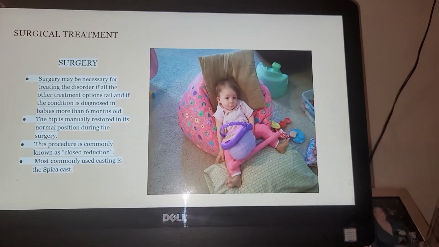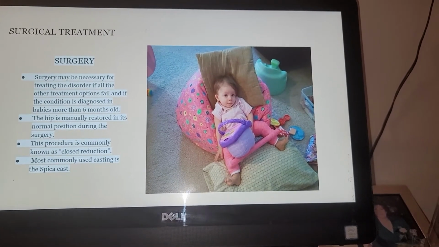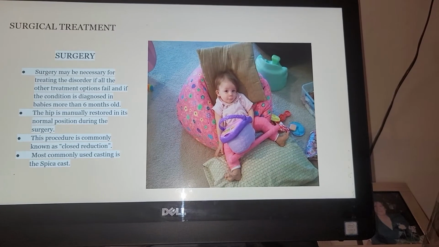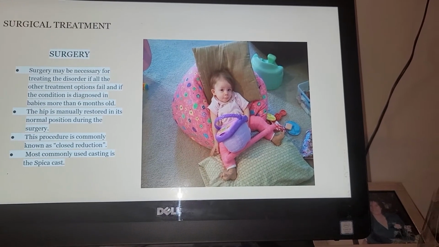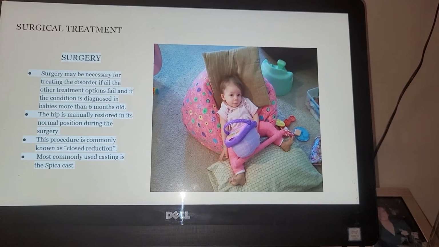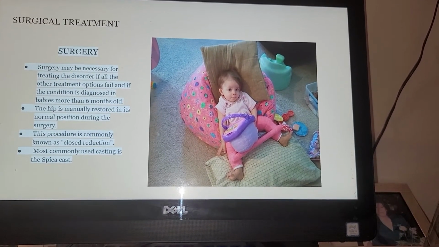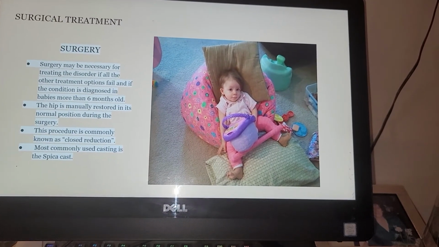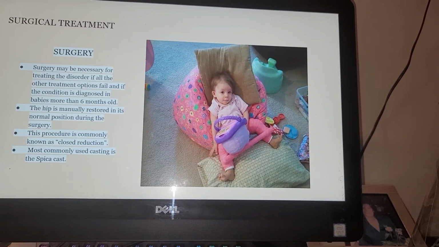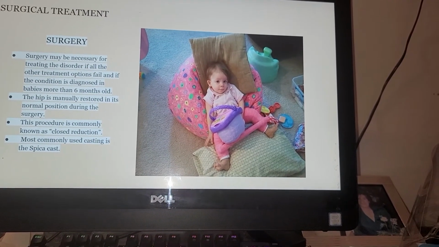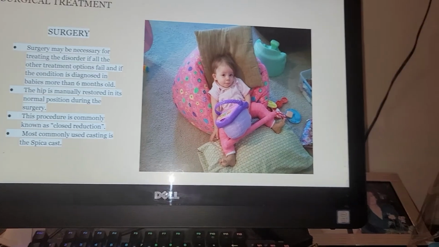Okay, so surgical treatment. The most common casting used is a spica cast, and this is what the child here to the right is in. This treatment is often used if the Pavlik device does not work. And the hip is manually restored to its normal position during this surgery. This common procedure is known as closed reduction.